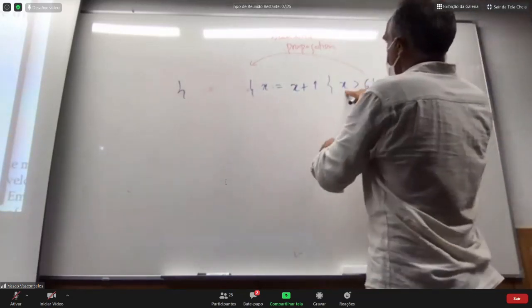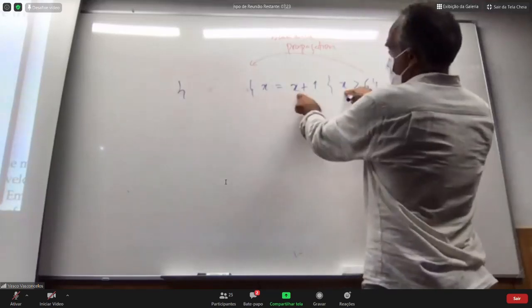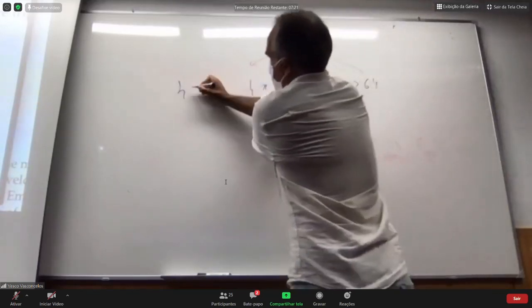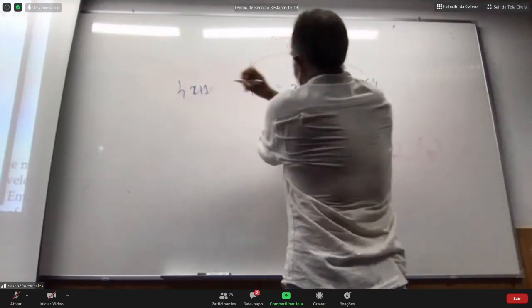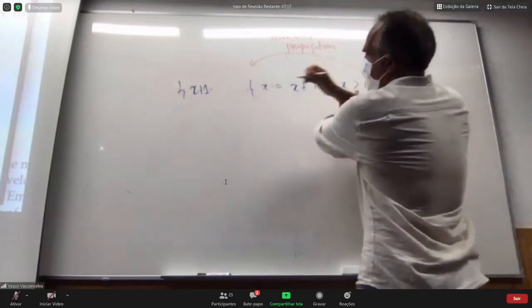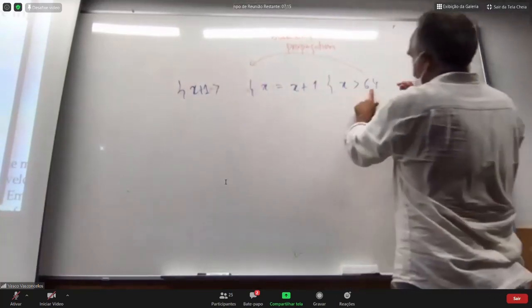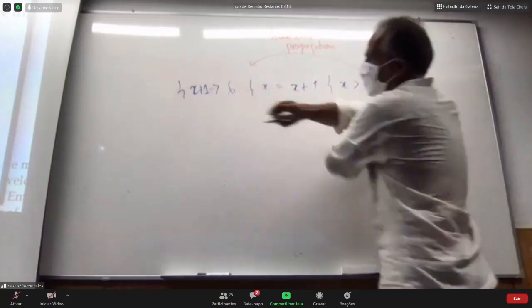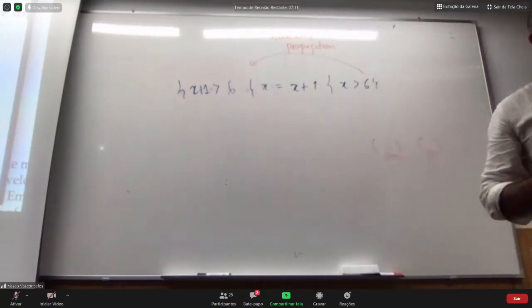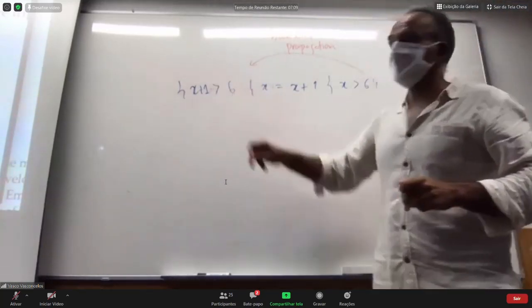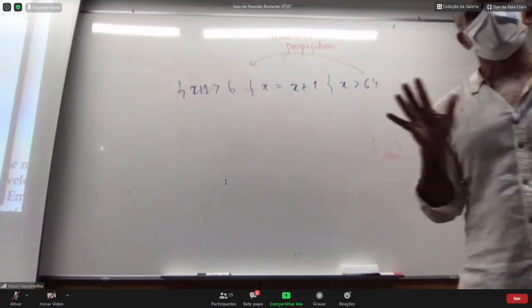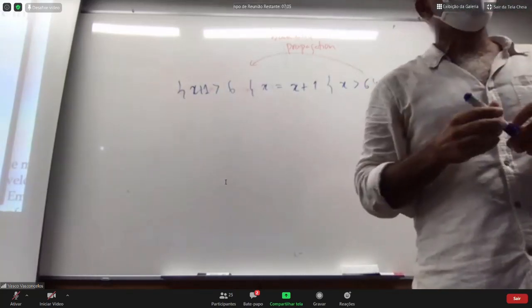So you copy x, but wait a minute, x is x plus 1, so write x plus 1. And then write greater than, just copy. And then you write 6, you just copy. This is what it is. Because we proceeded this way, this is automatically an instance of the sign rule.